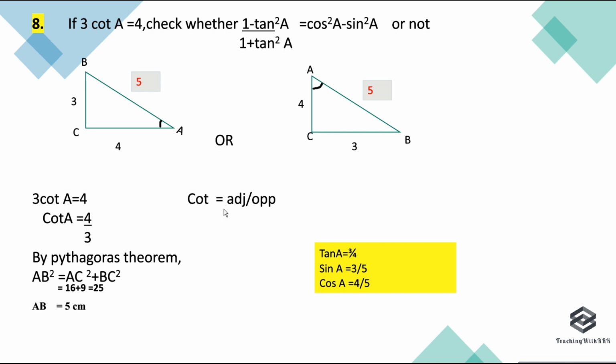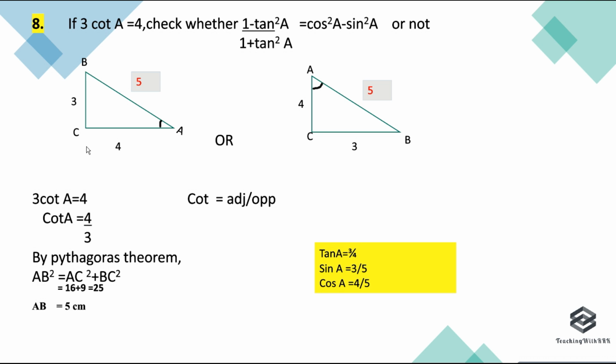If I take A here, then adjacent of A is here and opposite is BC. Adjacent side is AC 4, opposite BC 3. Mark here. Now the hypotenuse is missing. Find out that hypotenuse by Pythagoras theorem. Here AB is hypotenuse, therefore AB square equal to AC square plus BC square. AC 4, BC 3, therefore 16 plus 9 equal to 25, therefore AB equal to 5 centimeter.